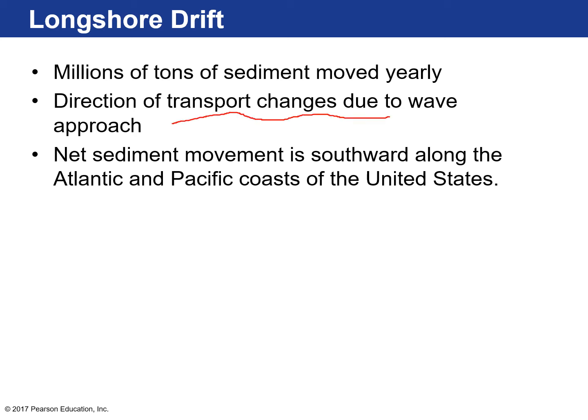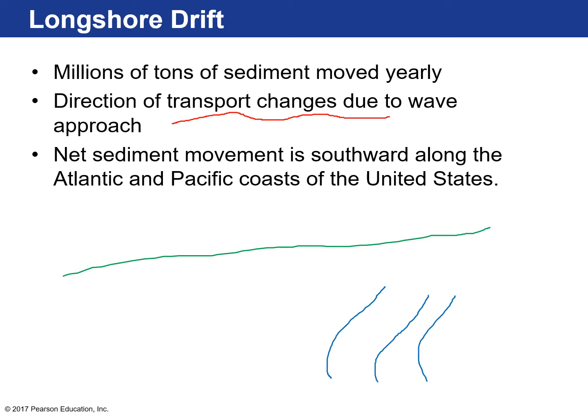And so say you have a coastline like this, right? If you have incoming waves coming in at an angle like this, the longshore current will move in this direction. If you have waves coming in angled in this direction, then the longshore current will be in the opposite direction. Okay, but there are general trends. The net sediment movement is southward along the Atlantic side of the United States, and on the Pacific, net movement is also southward.